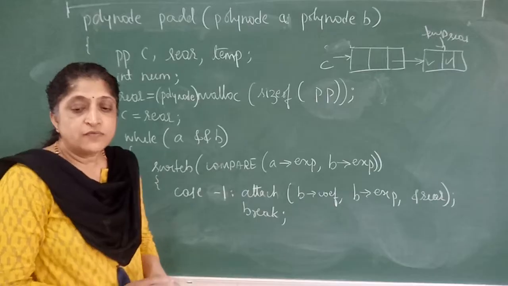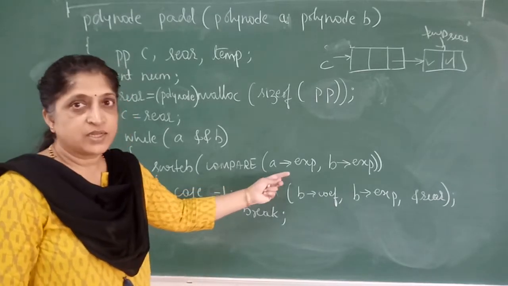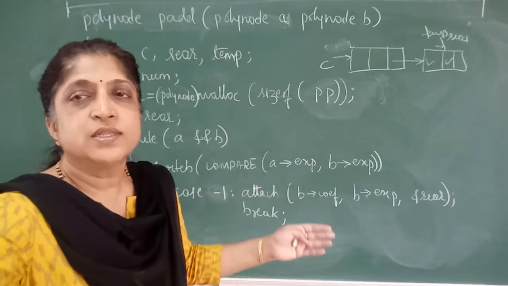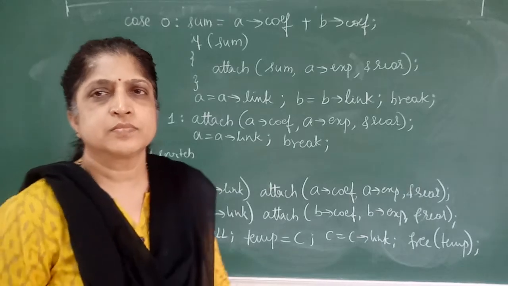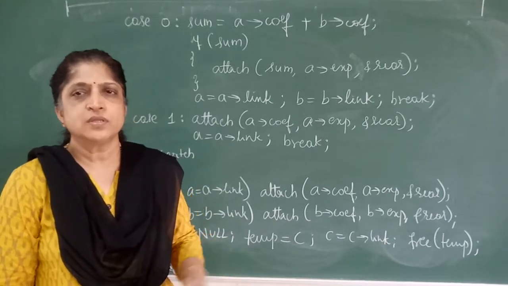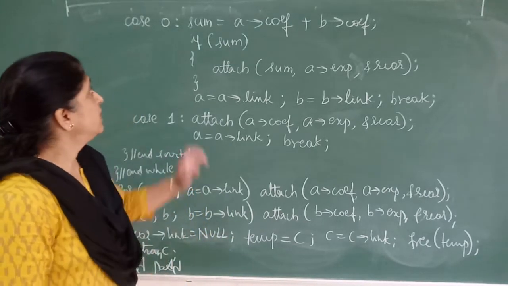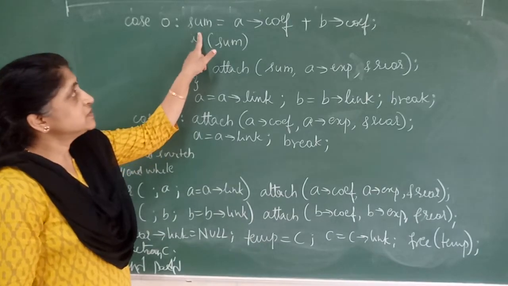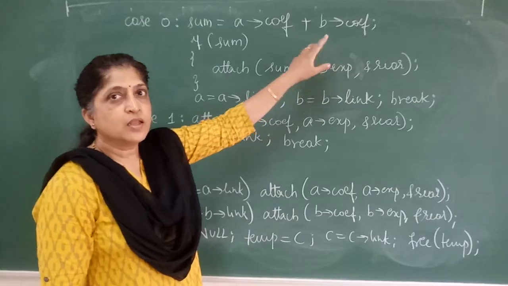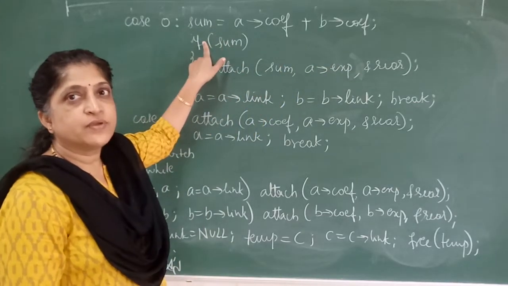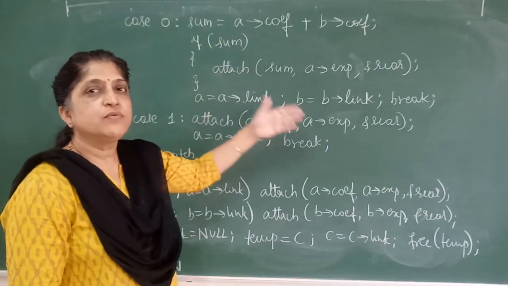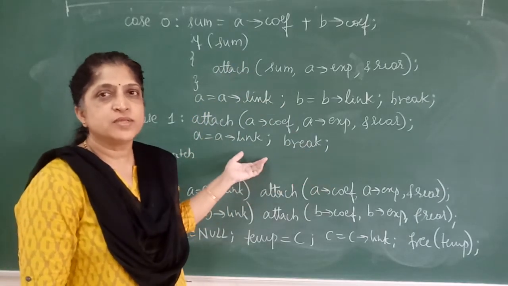Then if this is same, that is if A exponent and B exponent are same, compare will return 0. Then the case 0 will be to add the two terms of the polynomials. Here we have done that. If case is 0, sum is equal to A coefficient plus B coefficient. Now we have the sum of these two in the variable sum. Only if this sum is not 0, then we want to attach this new term to the polynomial C.